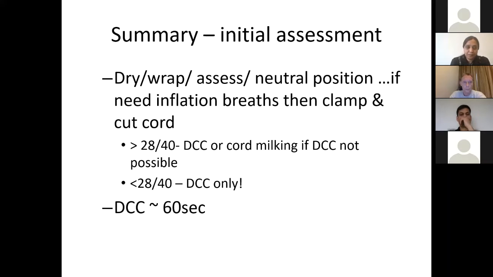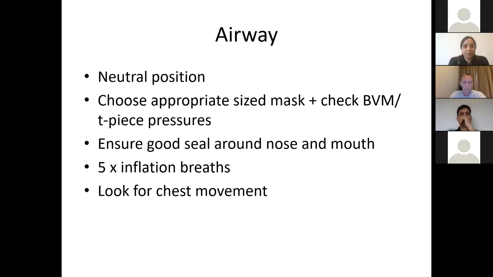Okay, right, moving on. So you've got a baby that does need some intervention, is not breathing on its own. So you've clamped and cut the cord, got the baby out, still keeping them nice and warm. You move on to airway. The good news is the initial management of airway is exactly the same as it was before. So you still put the baby's head in the neutral position, you choose your appropriate size mask, and then you check your bag valve mask T-piece pressures, make sure that they're working. And in terms of T-piece pressures, for term babies, it's still 30 centimeters as your starting pressure. And for preterm babies, you start at 25.